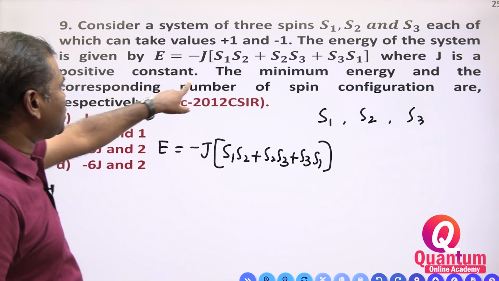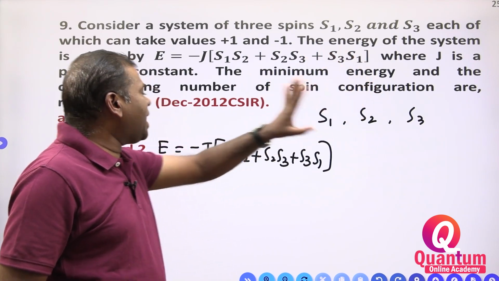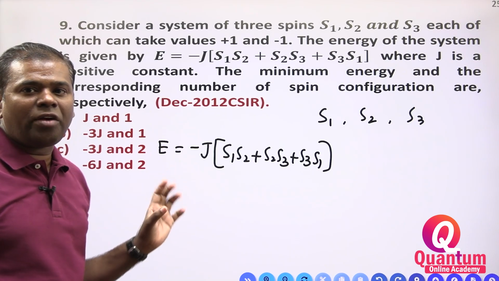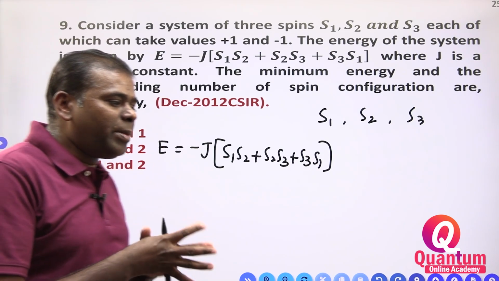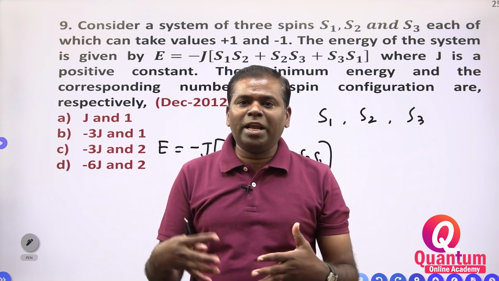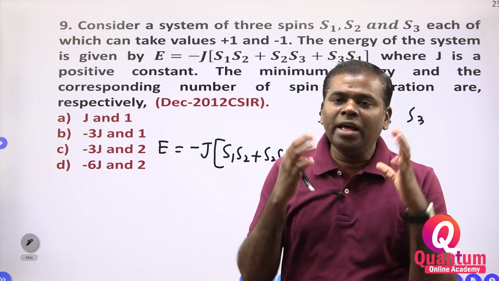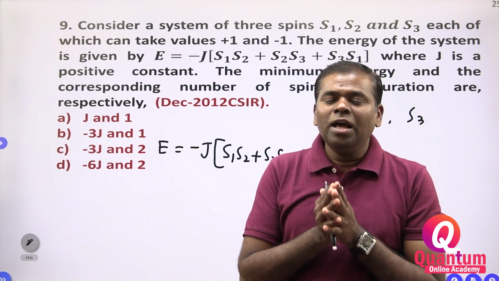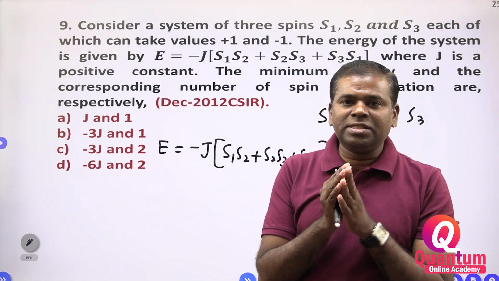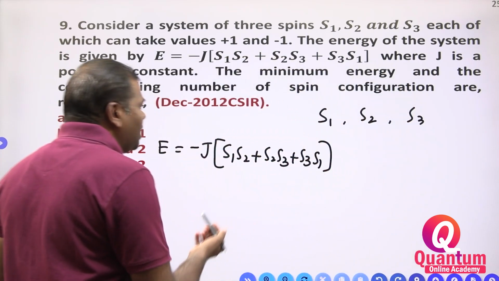When J is a positive constant, we have to calculate the minimum energy and the corresponding number of spin configurations. For the minimum energy, how many corresponding configurations are there? That one we have to calculate. Once you have to check it.